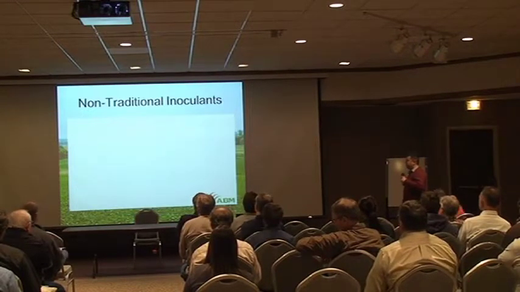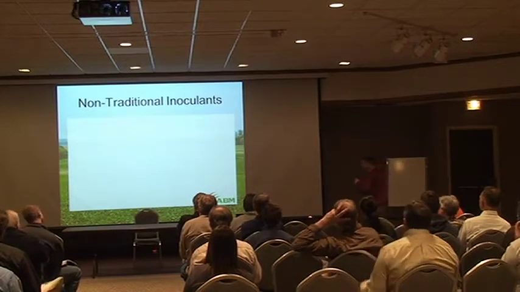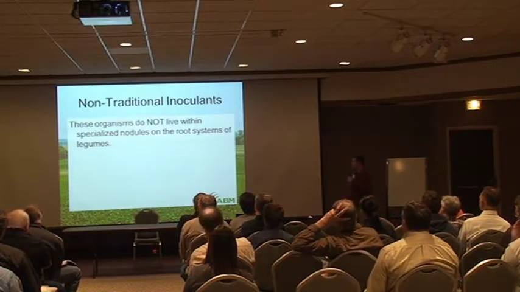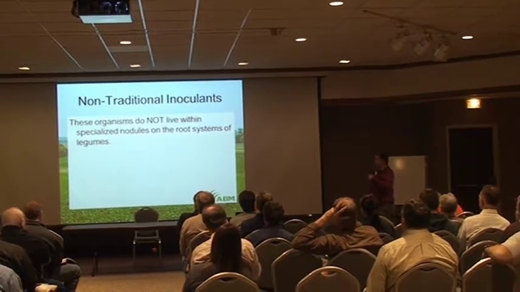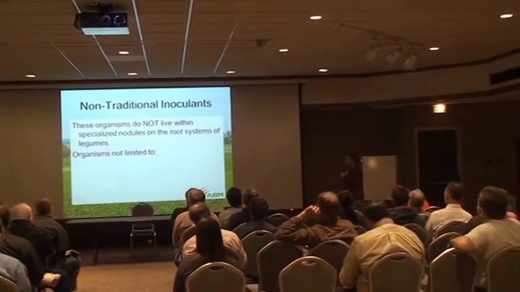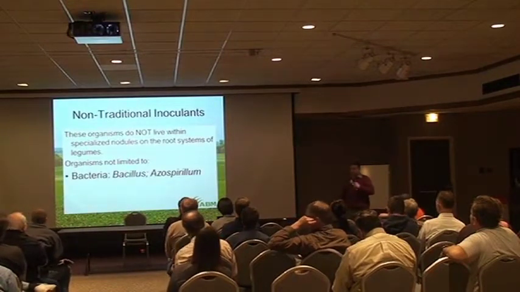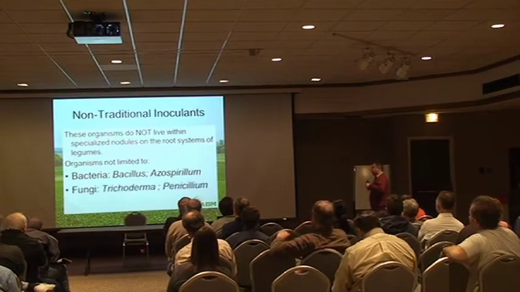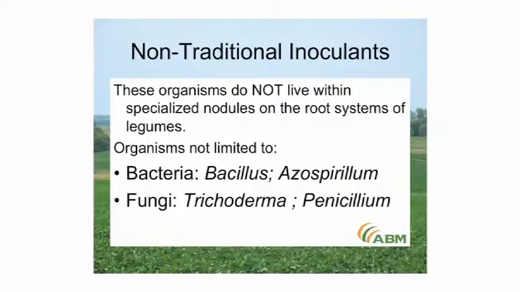We'll talk about non-traditional inoculants, and these will be products that are not so much rhizobium based or used with soybeans, alfalfa, peas, or beans. These organisms do not live within the specialized nodule that you would find on a soybean plant. These organisms are not limited to, I'll just mention a few. Basically, you have bacteria, and the main ones that are used in the industry today are Bacillus species and Azospirillum. And then we also use beneficial fungi. Trichoderma and Penicillium are also used in the industry today.